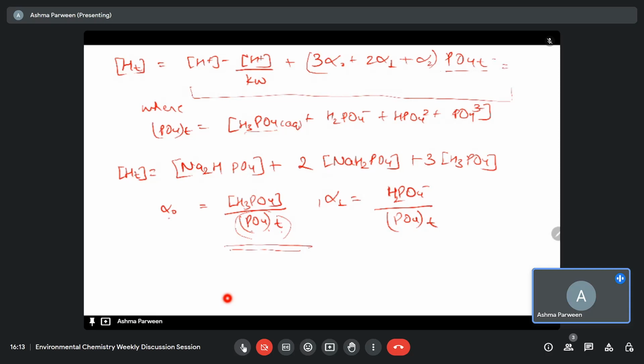To solve such a complicated system, we will have to use visual MINTEQ. And if the system is for some monoprotic acid or diprotic acid, then we can solve it manually.